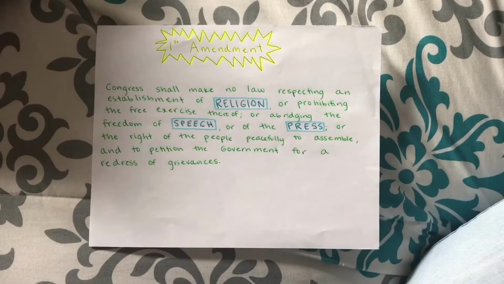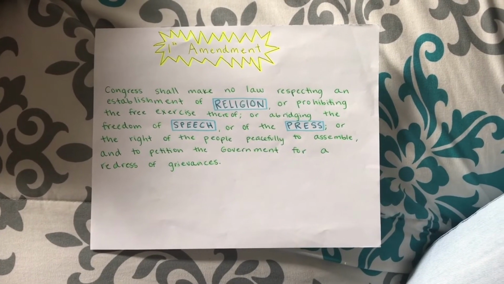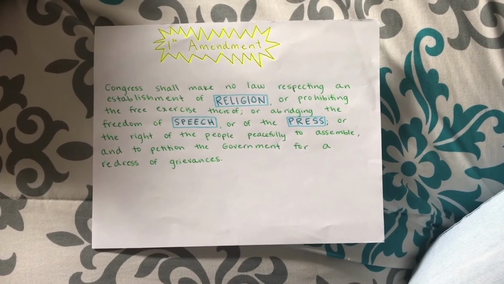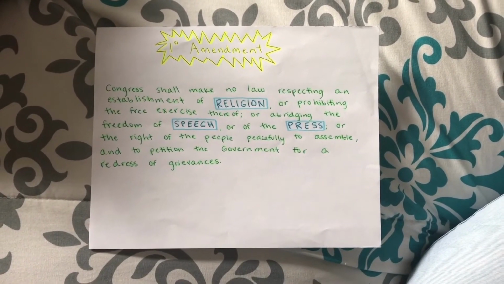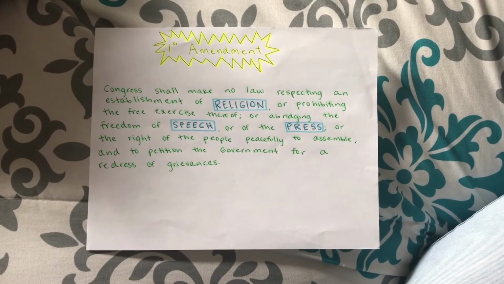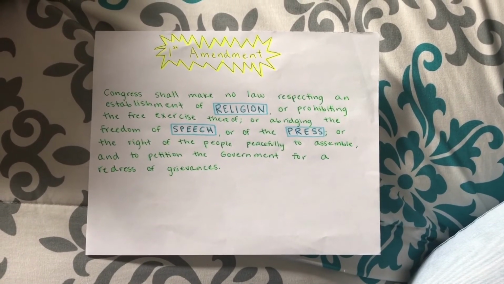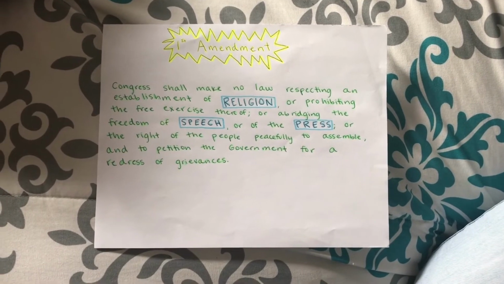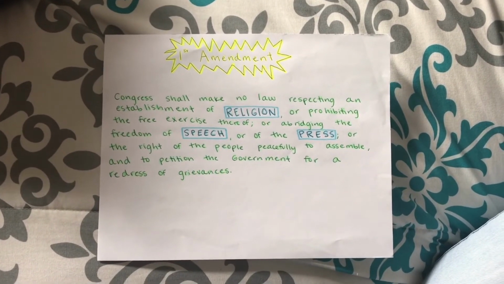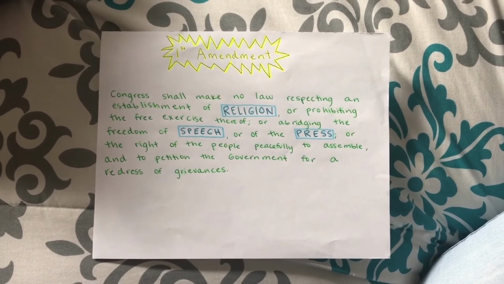Mystery document. The First Amendment. Congress shall make no law respecting an establishment of religion, or prohibiting the free exercise thereof, or abridging the freedom of speech, or of the press, or the right of the people to peacefully assemble, and to petition the government for a redress of grievances.